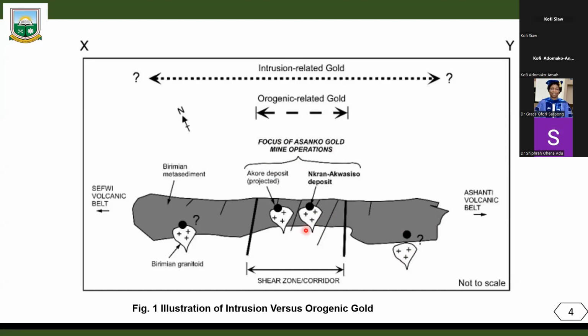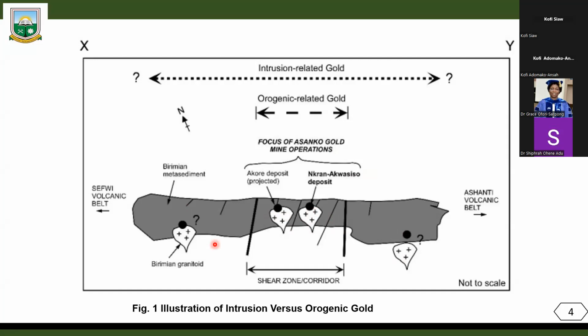All right, when you have fractures within the shear zone, then most of the granites can travel even to the shallow crust, and then they can form mineralization. However, if you are looking at intrusion-related systems, they could be in the shear zone, or else they could also be outside of the shear zone. When they are outside the shear zone, they are relatively much deeper compared to being in the shear zone.